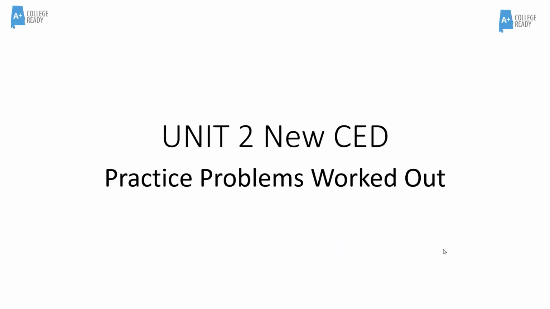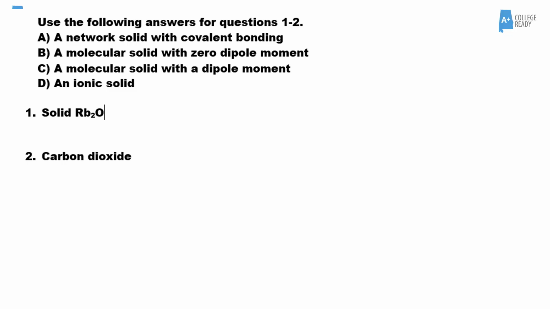Let's take a look at how we worked out the practice problems that we created for Unit 2 in the new CED. So if we look at the first one, RB20, our choices are either molecular, ionic, or a network solid with covalent bonding. A network solid with covalent bonding is kind of one of those special cases that will show up in a later unit. Typically, we think of it as being quartz or diamond, those kinds of things, silicon dioxide.